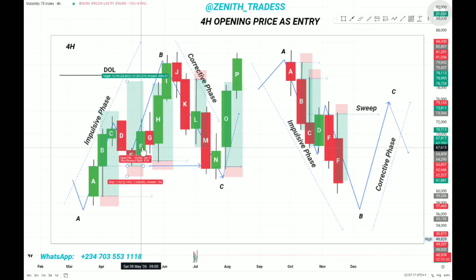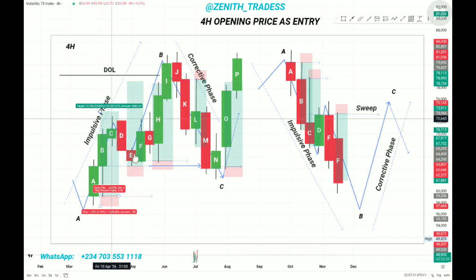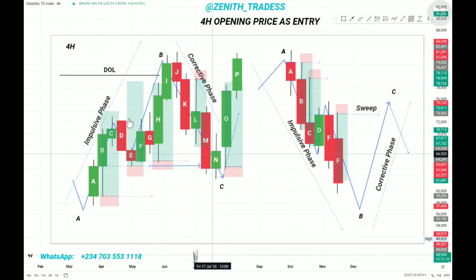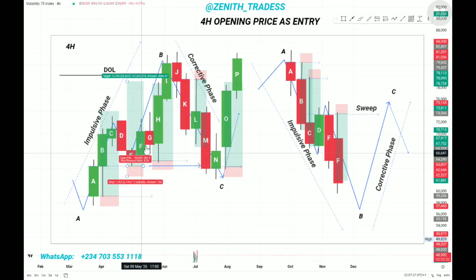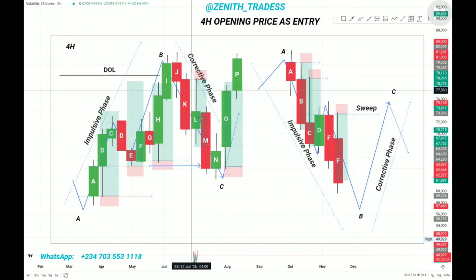So candle F, candle N, we found it at the end of a reaction leg. This is a minor reaction, this is a major reaction. A minor reaction, a major reaction. Candle F closes bullish after a reaction leg. Candle N closes bullish after a reaction leg. The same way candle D was the reaction here.